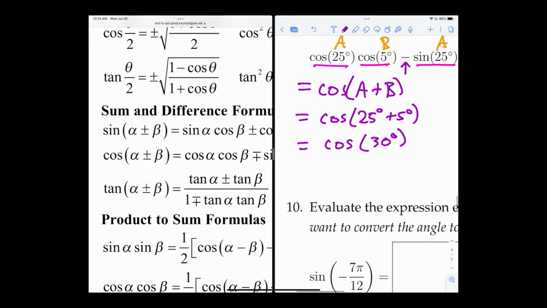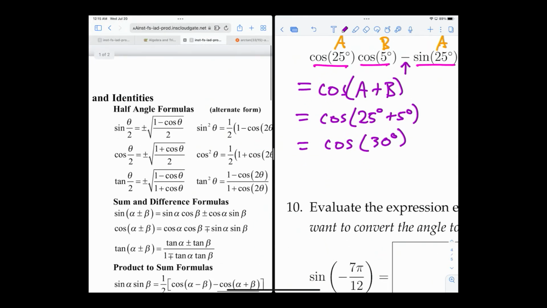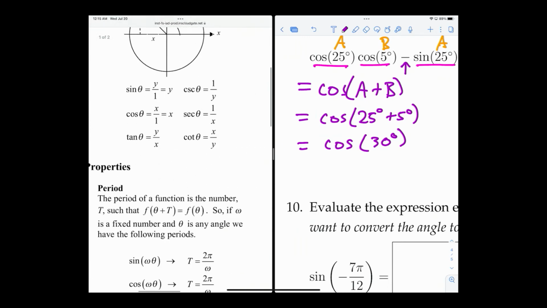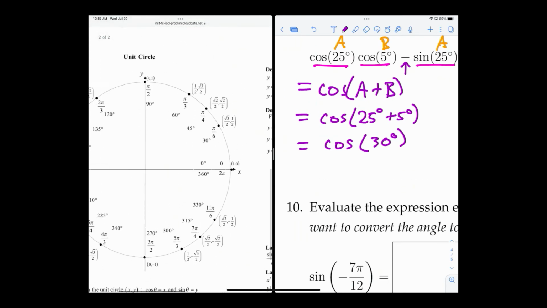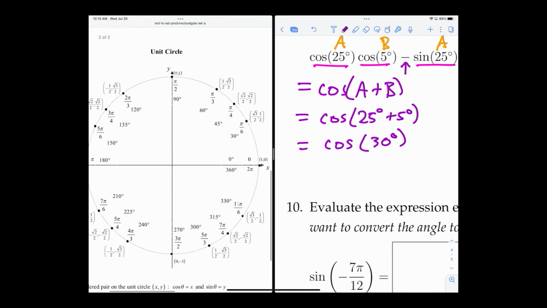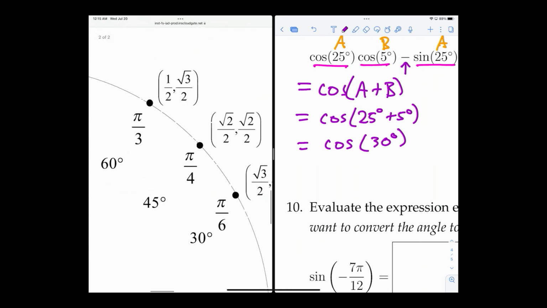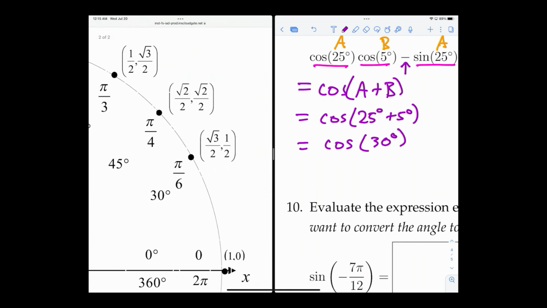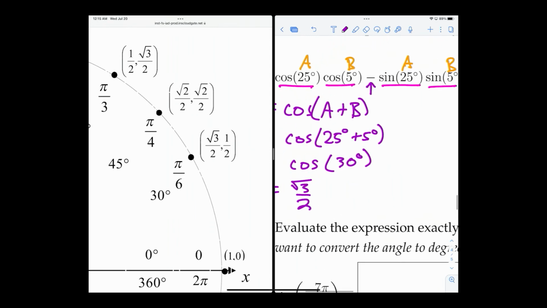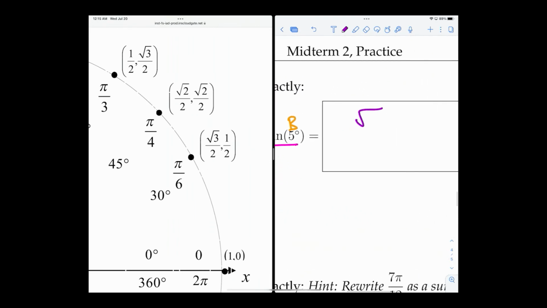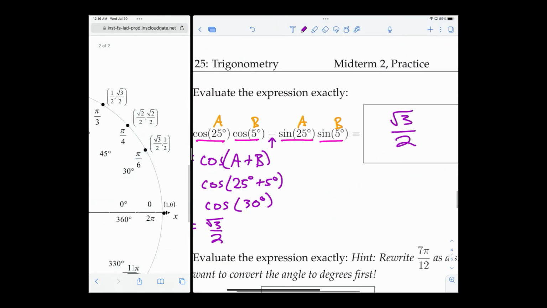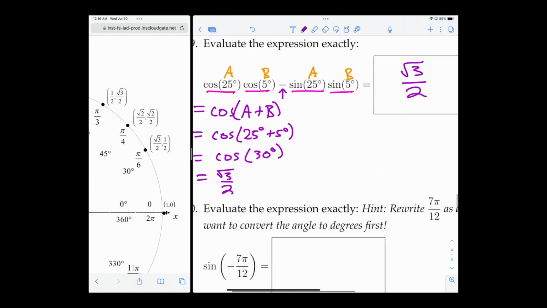And cosine 30 degrees, you're supposed to know from your unit circle, which I think I have one. Oh, I do, right here. So cosine 30 degrees, of course, 30 degrees is right there. We want the x value at 30 degrees, which is square root 3 over 2. Square root 3 over 2. And so we applied the sum or difference formula.